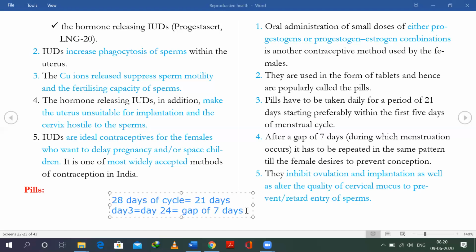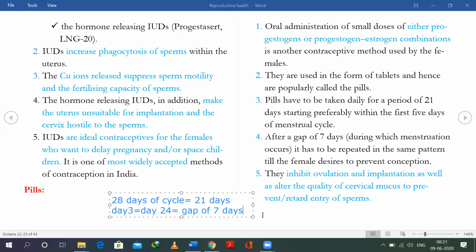7 days in this menstrual cycle, in the next cycle again on day 3, she'll be taking the next course of pills for 21 days. And how long will she have to take these pills? As long as she wishes to prevent the pregnancy, she'll be taking these pills.